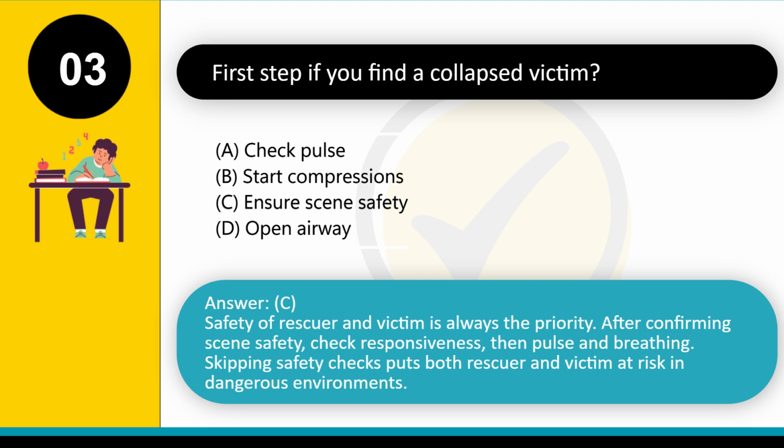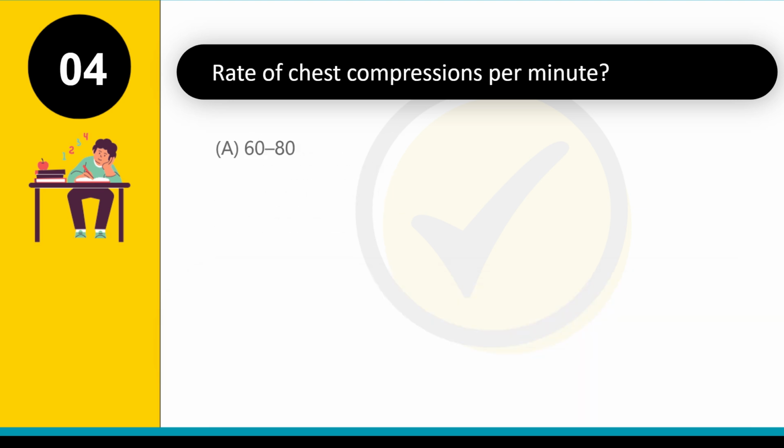After confirming scene safety, check responsiveness, then pulse and breathing. Skipping safety checks puts both rescuer and victim at risk in dangerous environments. Rate of chest compressions per minute? A. 60 to 80. B. 80 to 100. C. 100 to 120. D. 140 to 160. Answer, C.